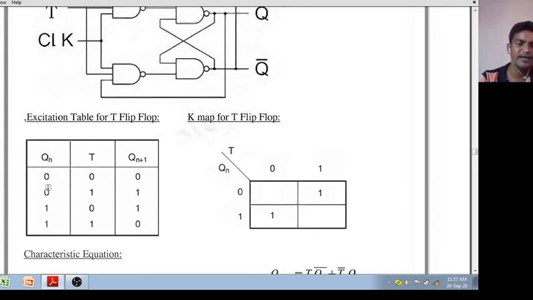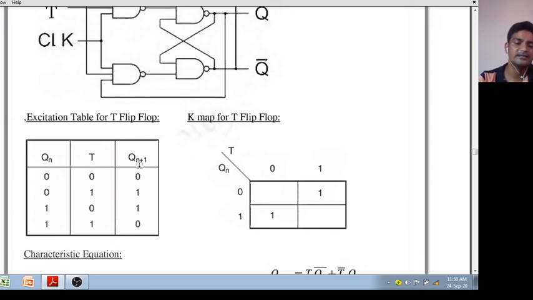And this is your expanded characteristics table, not excitation table. Whenever value of T is 0, Qn plus 1 equal to Qn. So 0, what is the value of Qn? It is 0, so it will be 0. When T equal to 1, Qn plus 1 equal to Qn bar. So 0 bar equal to 1. Whenever it is 0, again the same present state, 1, no change. When 1, it is toggle, complement of 1 is 0.